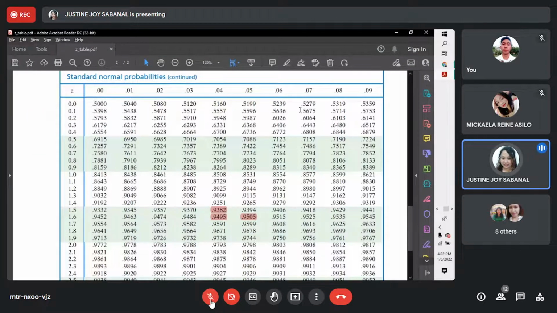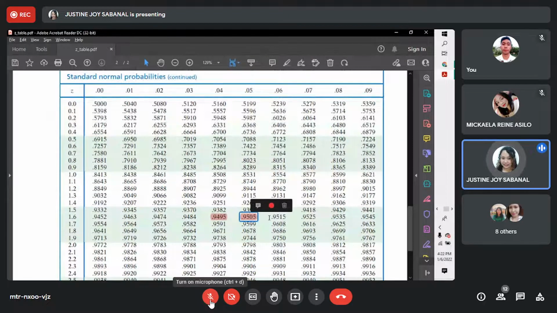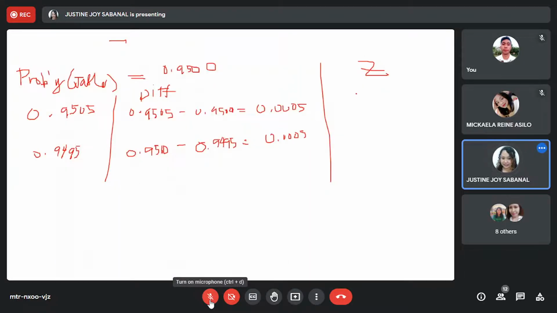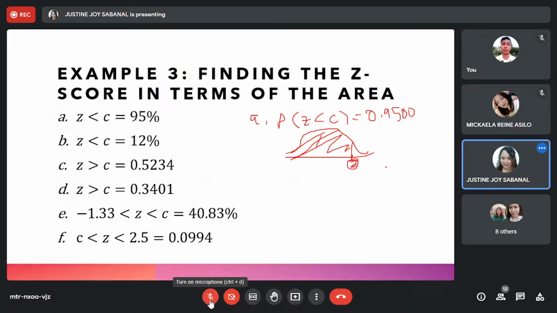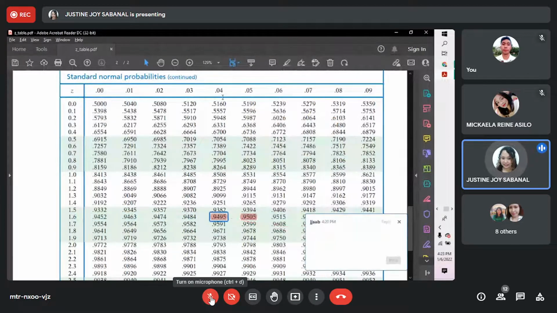Ayan. So, we have 0.9495 at saka 0.9505. So, ito ay nasa isang column, nasa isang row lang sila. Right? So, nandun po sila sa row ng 1.6. So, ilagay na natin dito. This is 1.6, 1.6. Tapos, idudugtong na lang natin kung ano yung value dun sa taas. So, we have here, for 0.9495, so 4. Tapos, for 0.9505, we have 5.